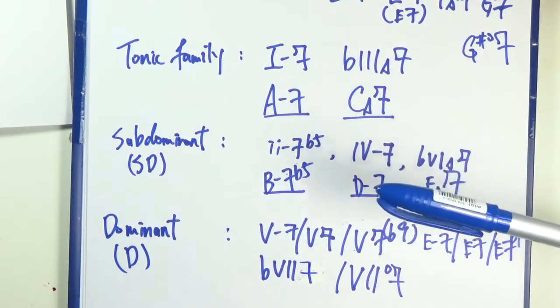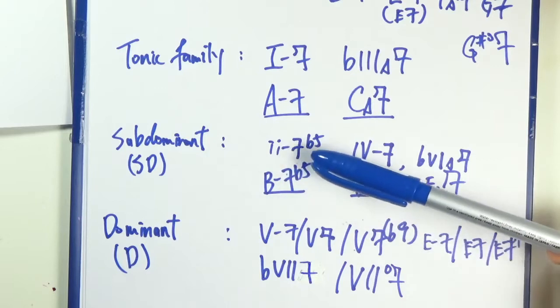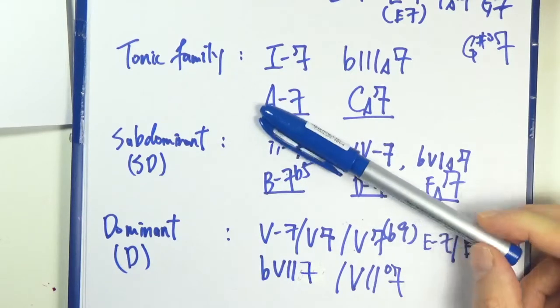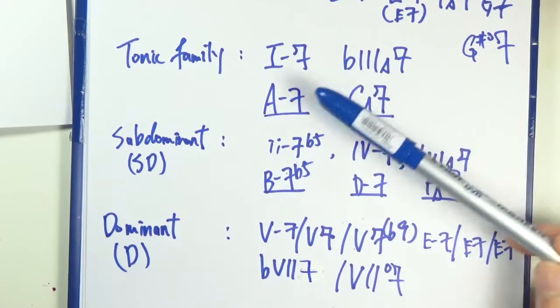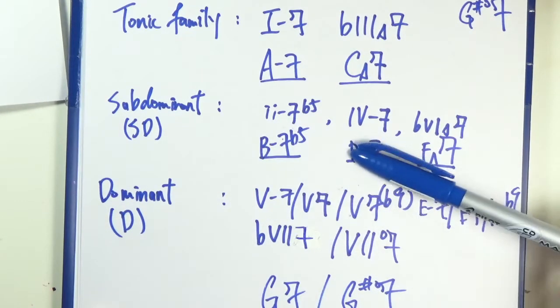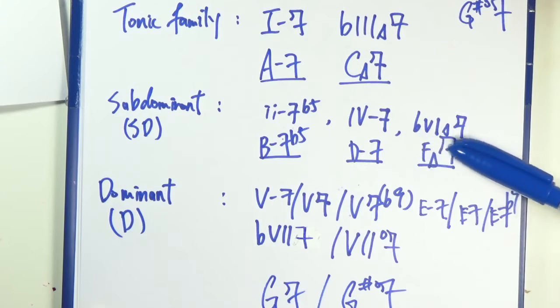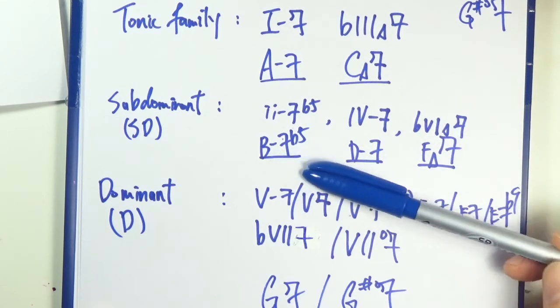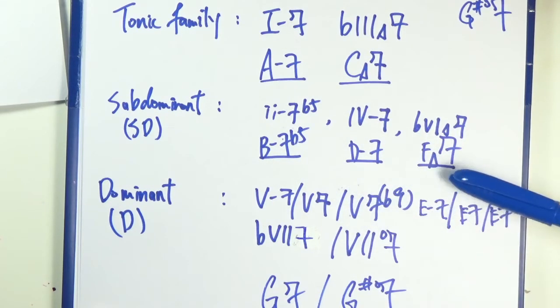For tonic family, we have two members, A minor and C major 7. They are 1 minor 7 and flat 3 major 7. Subdominant family, we have 2 minor 7 flat 5, 4 minor 7, flat 6 major 7. So B minor 7 flat 5, D minor 7, F major 7.